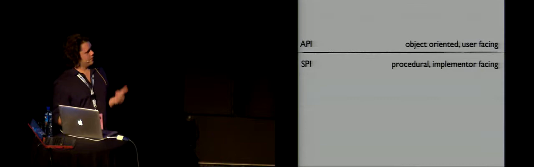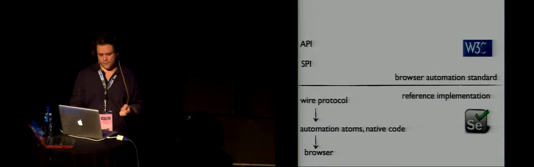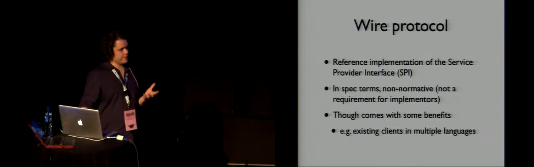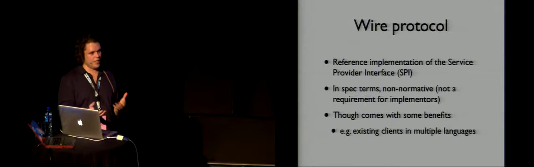So that's two sides of the architecture. There's also another side. The part we're trying to standardize is the API and the SPI, whereas WebDriver or Selenium 2 is considered the reference implementation of the spec, which includes a wire protocol and the actual code that drives the browsers. So, the wire protocol. In spec terms, it's not something that's actually required of the implementers, but it comes with the benefit of having existing clients in five or more languages that will be able to talk to your browser, which is a good thing.